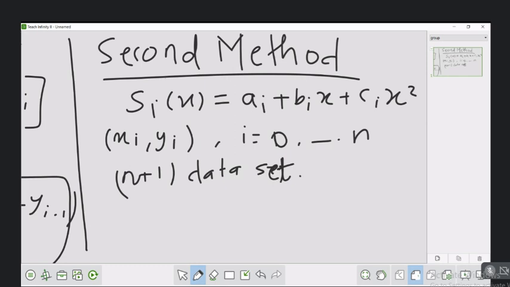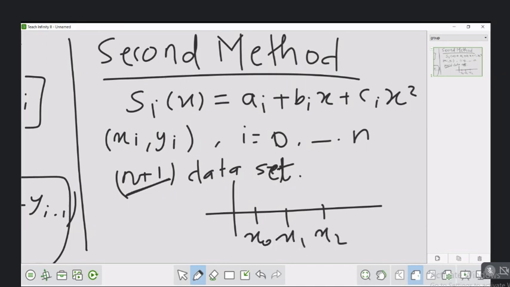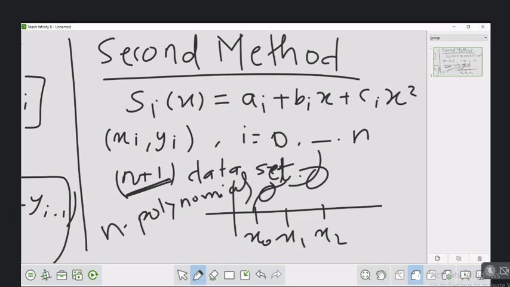So the n+1 data set. Suppose we have 3 data points, x0, x1, x2. So we'll have only 2 polynomials, right? So that means if we have an n+1 data set, we'll have n polynomials. That means there will be n ai's, n bi's, and n ci's, a total of 3n coefficients to be determined.